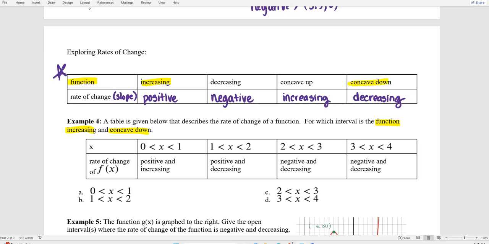What does that tell us about the rate of change, right? Rate of change should be positive and decreasing. So we're looking for a place where our rate of change is positive and decreasing. Positive and decreasing happens right here. So 1 to 2 is our answer.